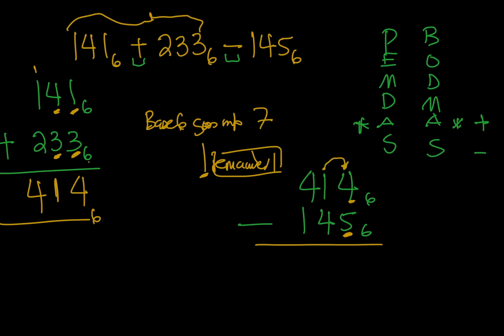Which base are we working in? It's 6. So it's going to be 6 here. We add it to the 4, we get 10. Then we take the 5 from this 10 and we get 5. But remember, when we took 1 from this one, that 1 is no longer 1, it's now 0.